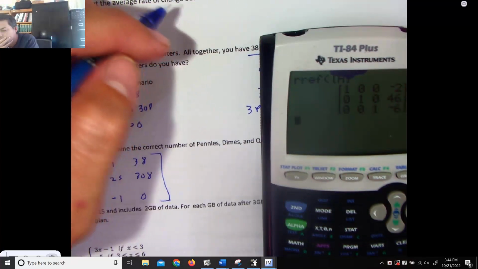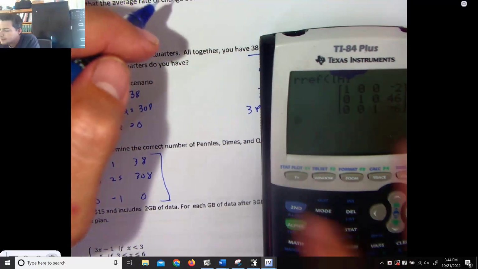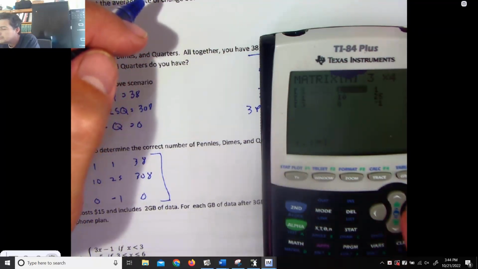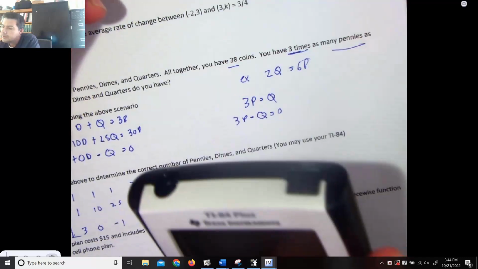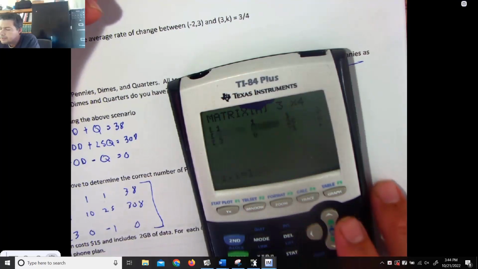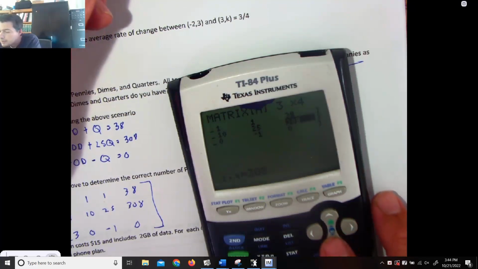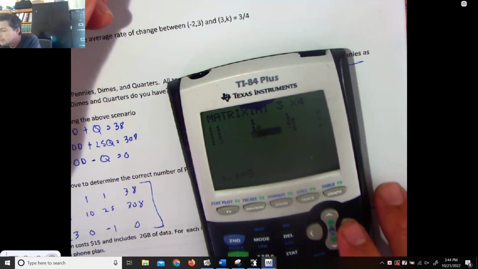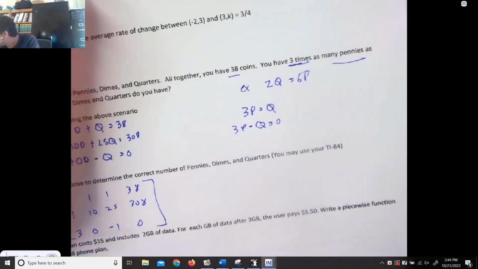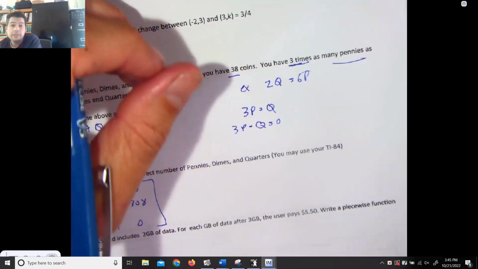And it doesn't make a lick of sense. This should be working. Why is this not working? 38. 1, 10, 25, 308. You don't see any mistakes at home, do you? 3, no dimes, negative 1. Oh, because I'm an idiot.